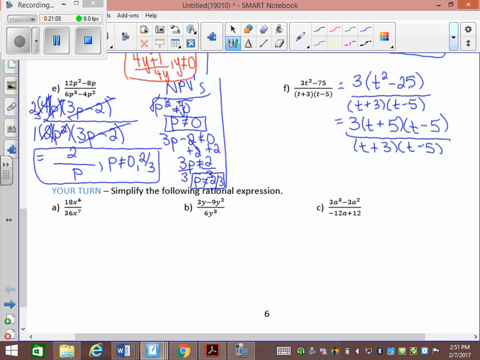So before we go canceling, we state our non-permissible values. T plus 3 can't equal 0. T minus 5 can't equal 0. Subtract 3. T can't equal negative 3. Add 5. T can't equal 5. So t can't equal negative 3 or 5.